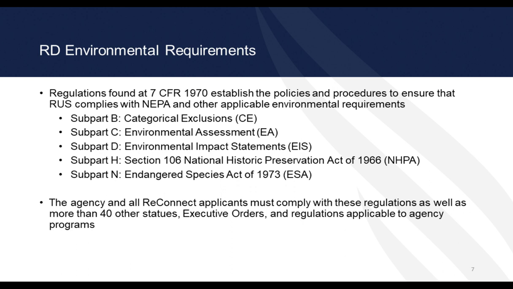The other 2 subparts that we'd like to highlight today are important because they could pertain specifically to construction projects. Subpart H, which is Section 106 of the National Historic Preservation Act of 1966, and Subpart N, which is Section 7 of the Endangered Species Act of 1973. The agency and all ReConnect applicants must comply with these regulations, as well as more than 40 other statutes, executive orders, and regulations applicable to agency programs.